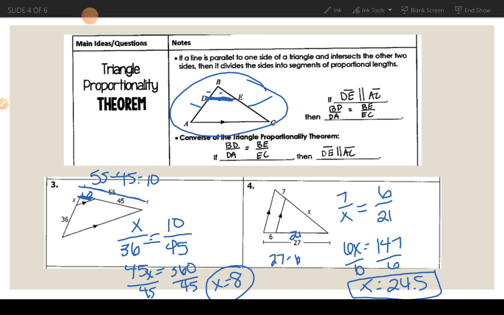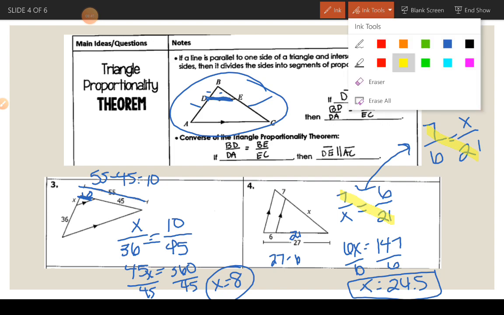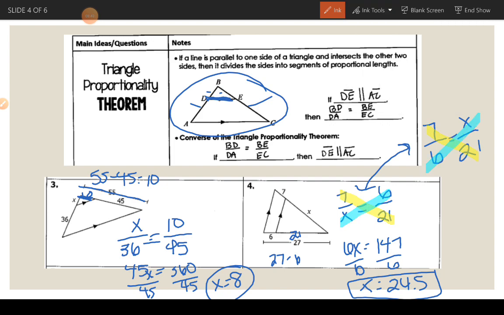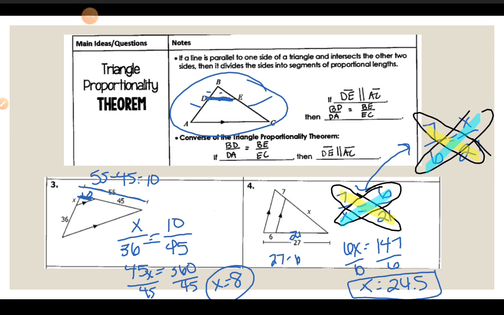What you also could have done is top over bottom. So I could have done 7 over 6 is equal to x over 21. Now, let's look at the similarities here. What I'm looking for is that my diagonals are still congruent. My diagonals here are 7 and 21, and 6 and x are diagonals. So we're going to get the same answer no matter what. There's just two different ways of setting up the same problem.